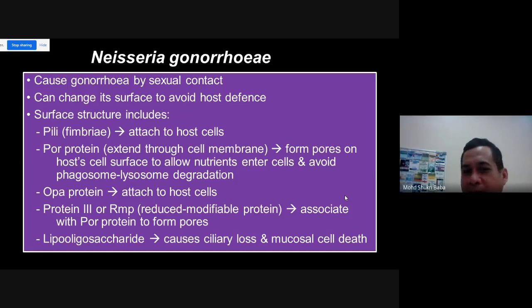They also have Opa protein, okay, Opa Gangnam style. Opa protein, bukan Opa K-pop tu, bukan. Opa protein, they also need it to attach to the host cell. They also have protein 3 or RMP, which is reduction modifiable protein, associated with porin protein to form pores. Meaning to say that protein 3 or RMP cannot work alone. They must associate with porin protein yang kita dah beritahu atas tadi untuk dia berbentuk pores. Okay, then barulah dia working together. Then they also have lipo-oligosaccharide, which causes ciliary loss and also mucosal cell death.